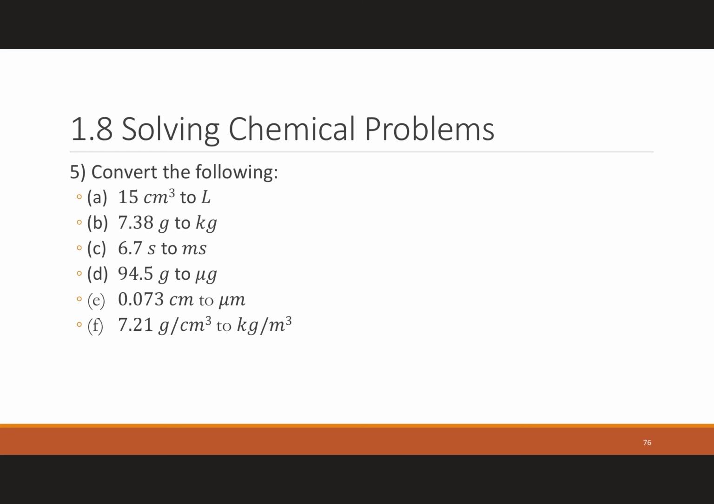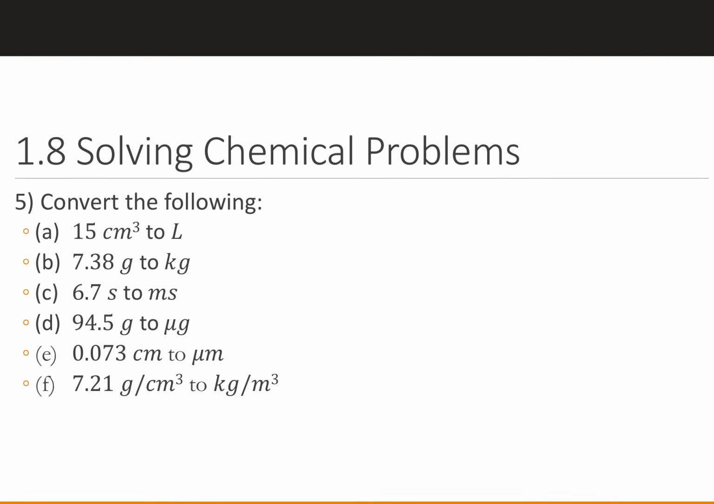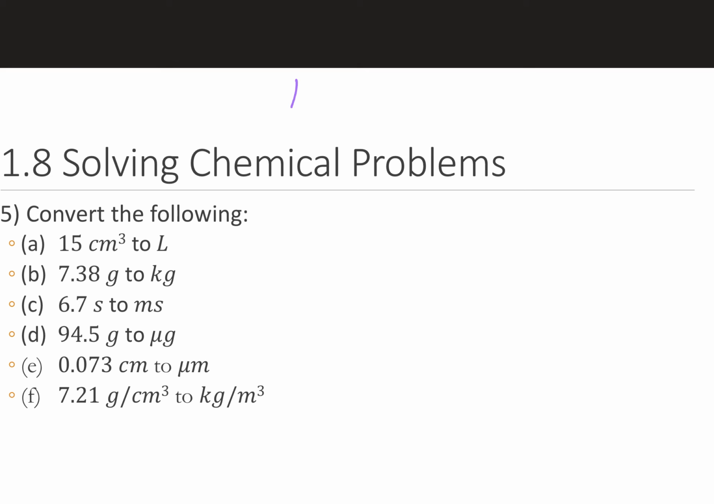All right, and the last slide here is solving these chemical problems, converting from one unit to another again. These are actually probably easier than the previous, but whatever. So we have 15 cubic centimeters to liters. One thing you need to understand about this is that 1 cubic centimeter is equal to 1 milliliter. So I could first just say this is 15 milliliters and converting that to liters. Well, let's do it the proper mathematical way.